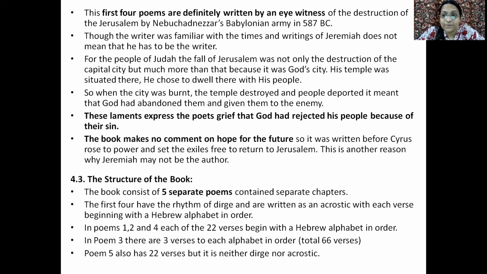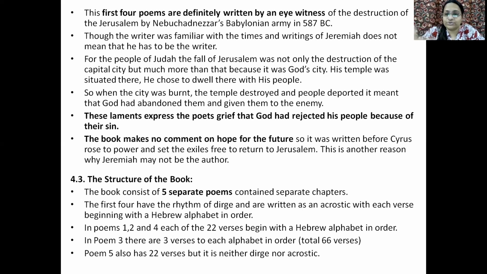Okay, so that's how it was written, and that is why it's so beautiful. Beautifully written laments in poems, that is chapters 1, 2, and 4. We have 22 verses beginning with the acrostic style, that is Hebrew alphabet style in order. Then we have poem 3, and it has 3 verses for each alphabet.